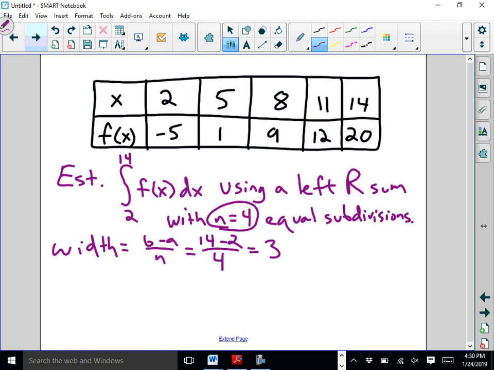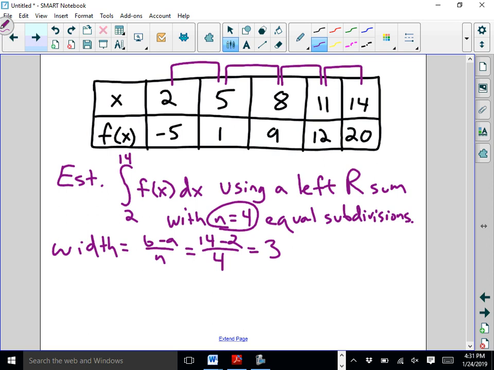They change by 3. So here's what I like to do to my table. My first subdivision is going to be from 2 to 5. Right? My second subdivision is going to be from 5 to 8. My third is going to be from 8 to 11. And my fourth is going to be from 11 to 14. That gives me 4 subdivisions, each with a width of 3.